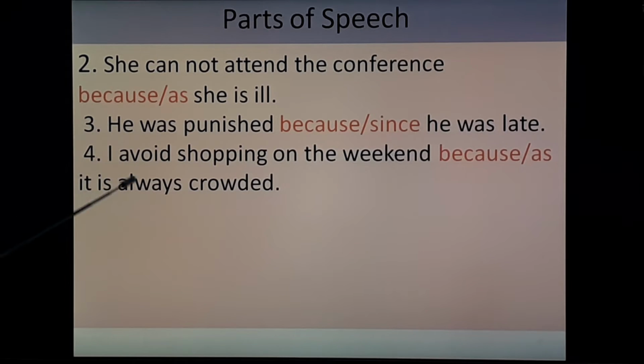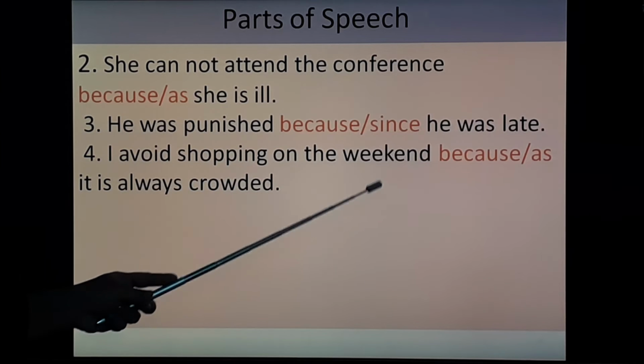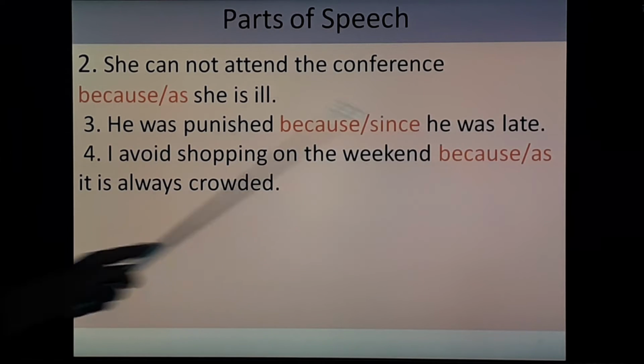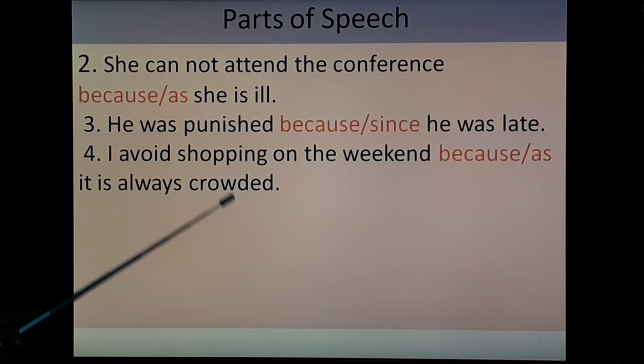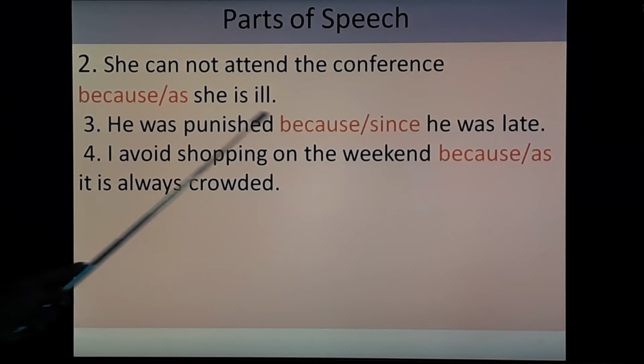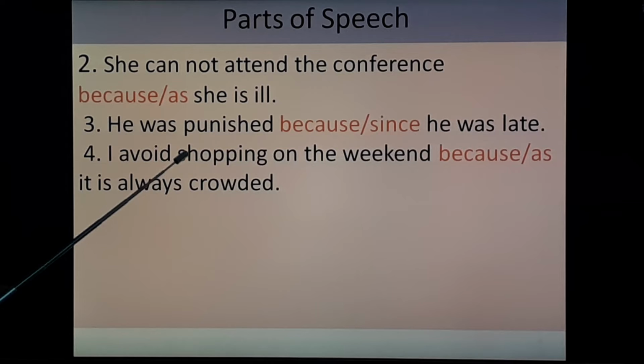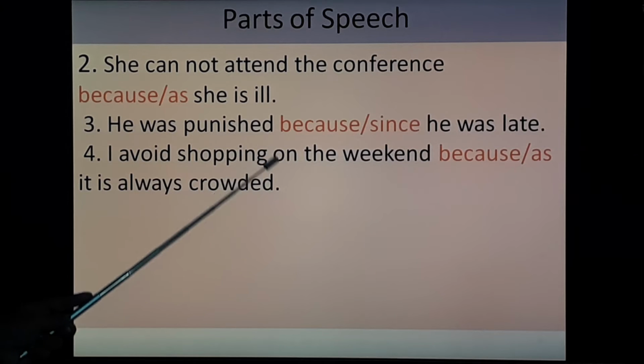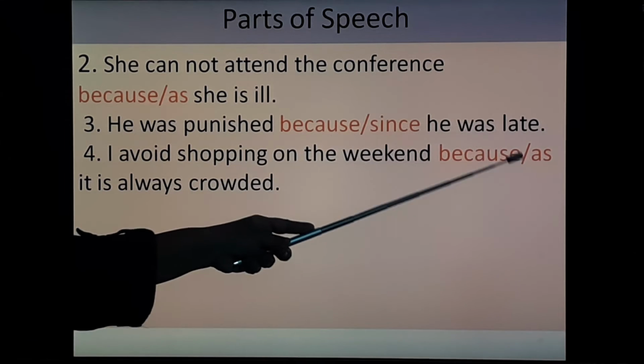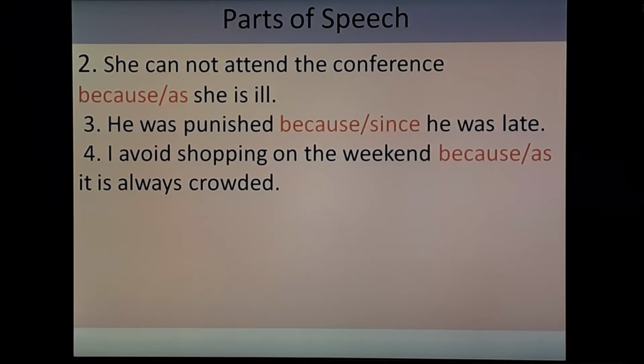Next, I avoid shopping on the weekend because, or as, it is always crowded. So here it is always crowded, that is the subordinate clause, and I avoid shopping on the weekend, that is the main clause. It means that this is the independent clause, whereas this is dependent, and both are joined with the help of because, or as, that is called a subordinating conjunction.